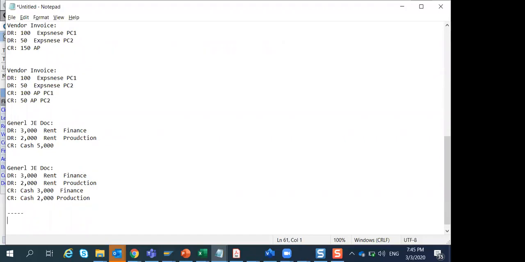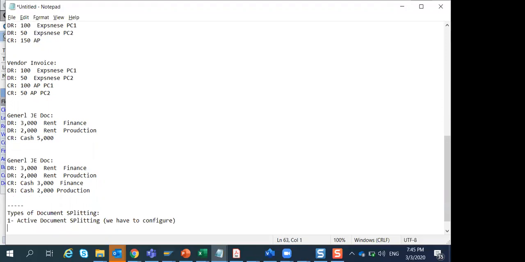There are three different kinds of document splitting. One is what we call active document splitting. This is what we just saw. It's active, and we have to configure the system for that. But there's something else which we call passive document splitting.